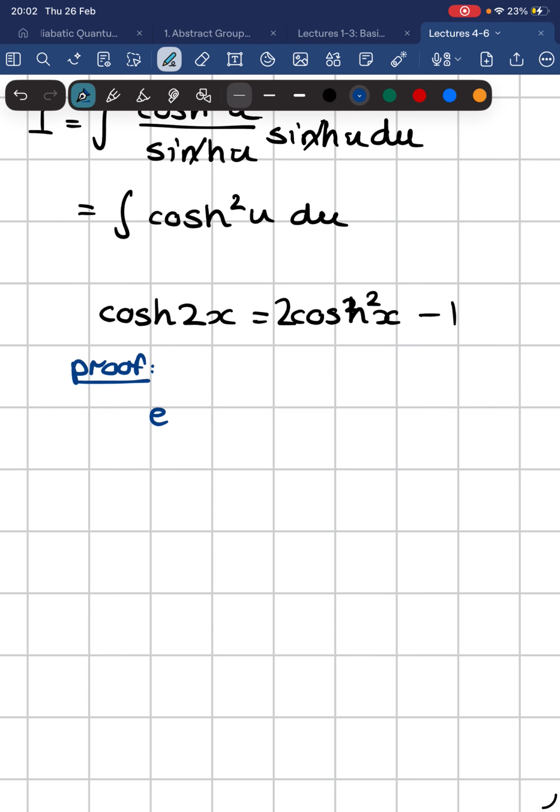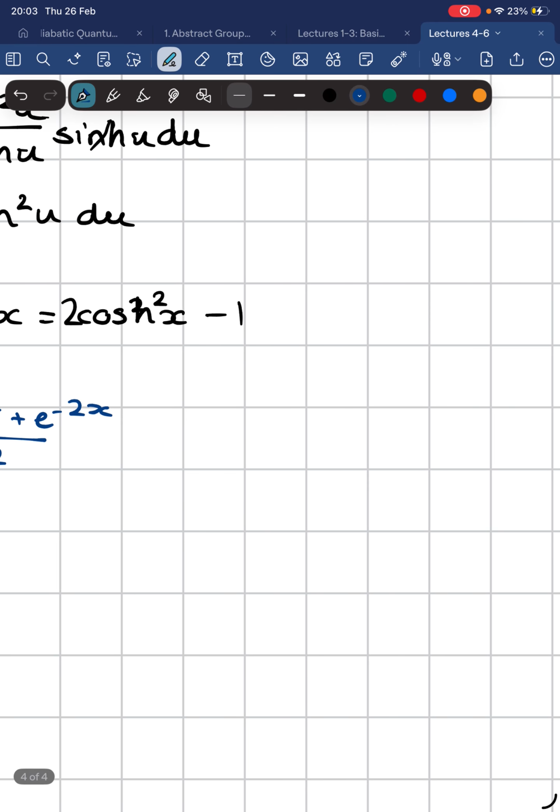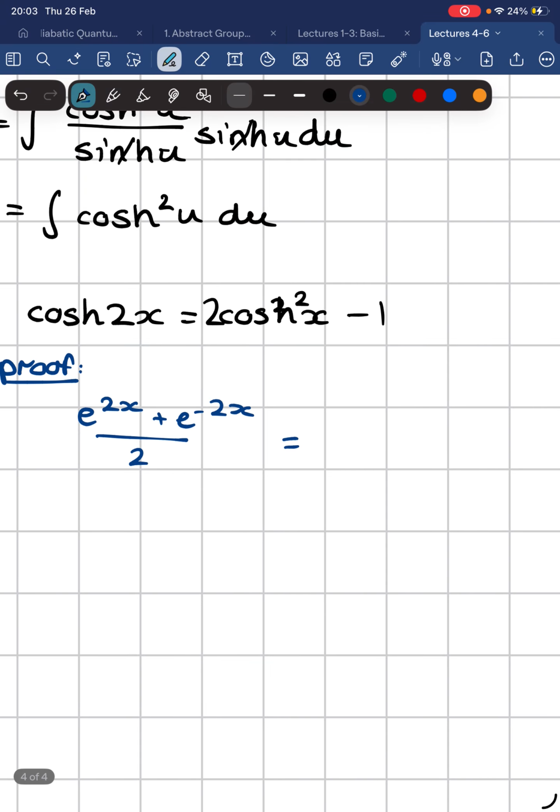But you can't just assert things in maths, so we're going to prove it for the sake of it anyway. So the left-hand side is 1/2 e to the 2x plus e to the minus 2x. The right-hand side, so that's the left-hand side.